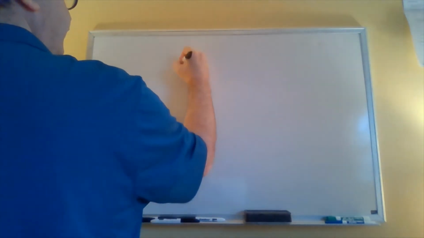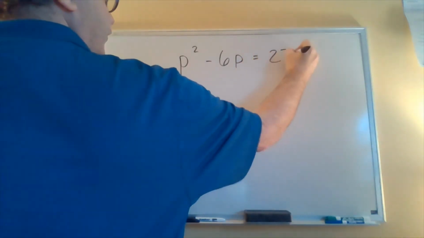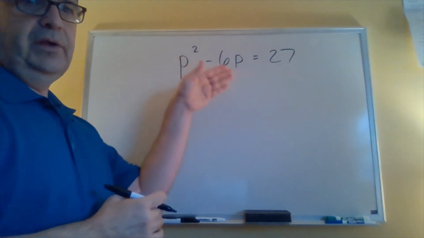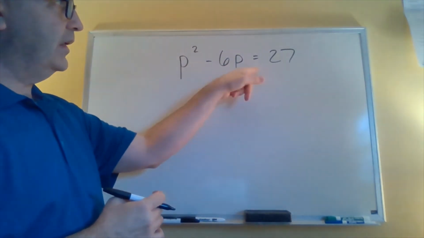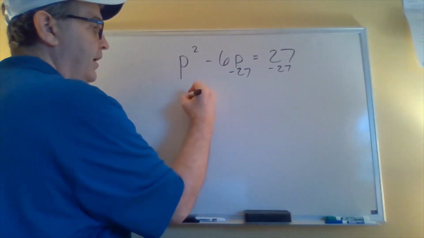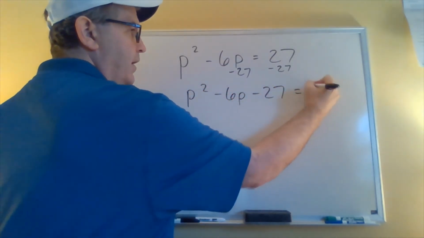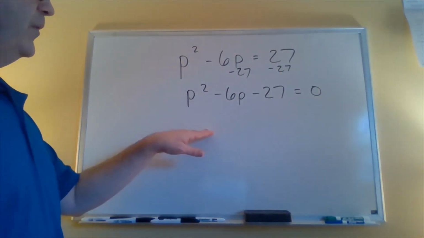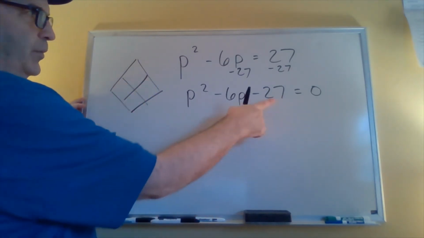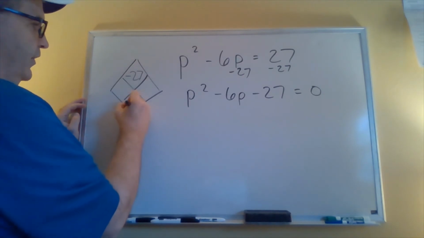I have p squared minus 6p equals 27. Well, remember, we want to get that written in that form, ax squared plus bx plus c equals 0. Basically, we have to set this equal to 0. In order to do that, I'm going to subtract 27 from each side, and I'll get p squared minus 6p minus 27 equals 0. So remember that diamond problem. We want to get two numbers that when multiplied together equal -27, and when added together give us -6.